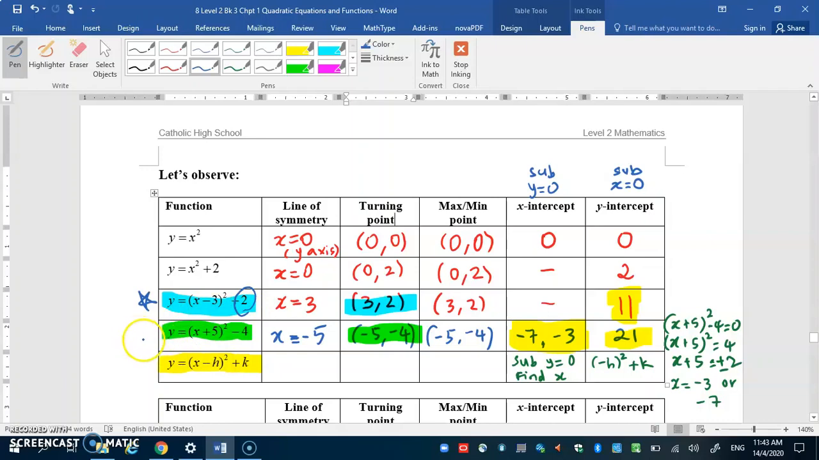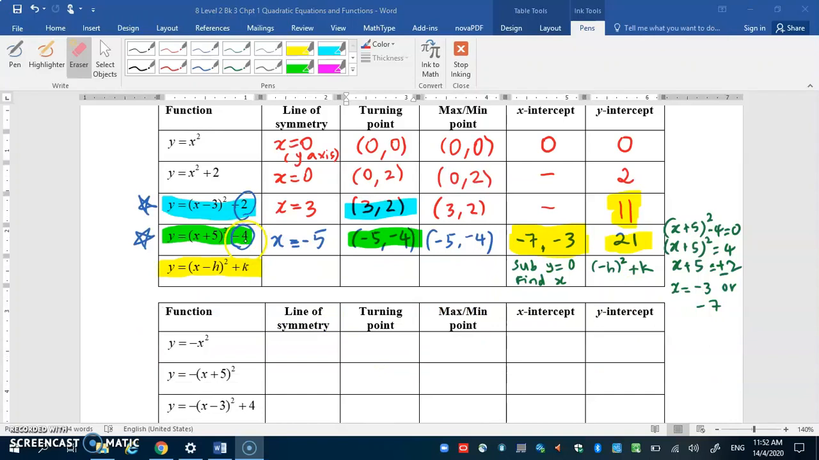What about this equation here? In y equals x plus 5 whole thing squared minus 4, what value of x would make this bracket 0? x should be negative 5. So the x value of the turning point is negative 5. What about the y value? It is this negative 4 over here, the number over here. That is the y value of the turning point. So immediately when I look at the equation of the form y equals x plus 5 whole thing squared minus 4, which is in the completed square form, I will immediately be able to say, oh, my turning point is negative 5, negative 4.